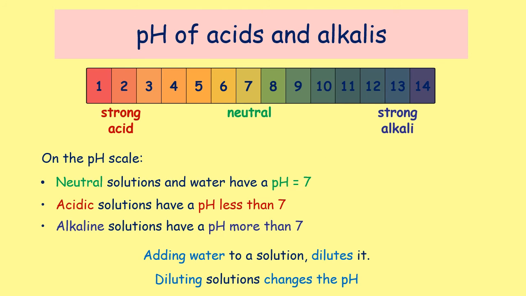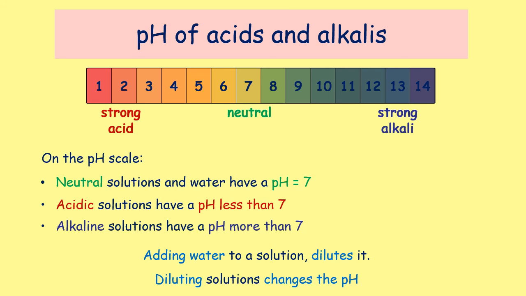What I just said: a neutral solution has a pH of 7 and will look green. An acid solution has a pH of less than 7 and the solution could be red, it could be orange, or it could be yellow. And alkaline solutions have a pH more than 7 and they could be dark green, blue, or purple.